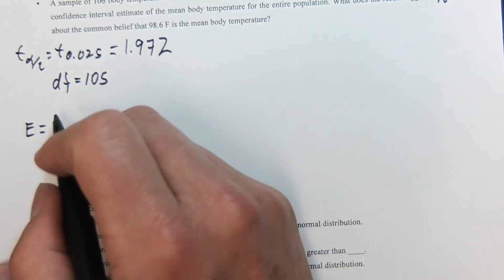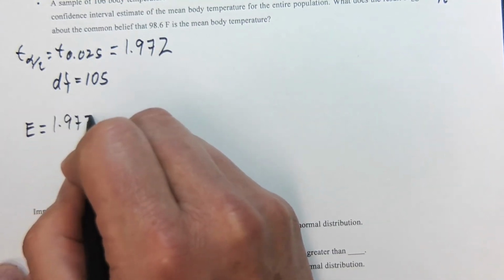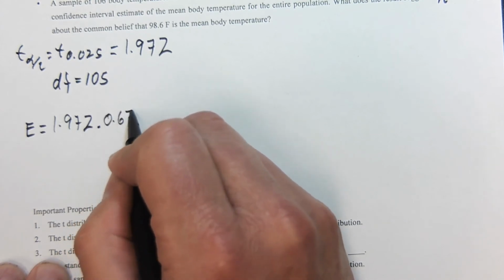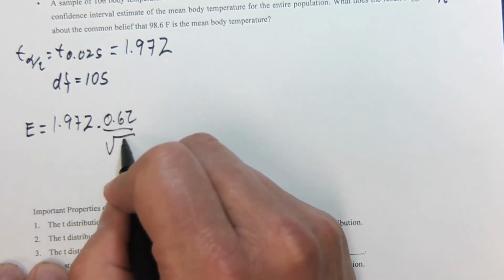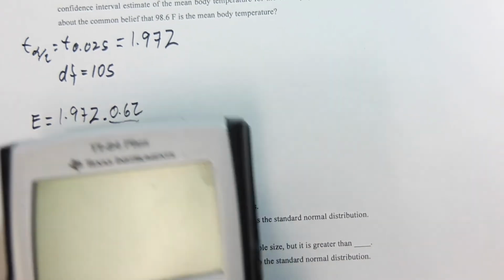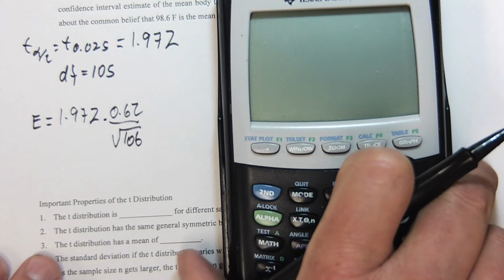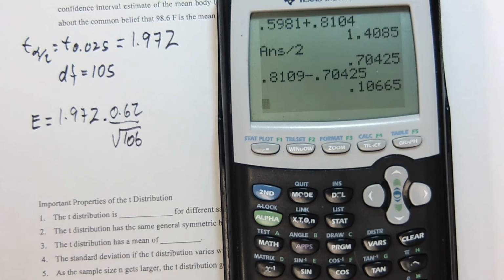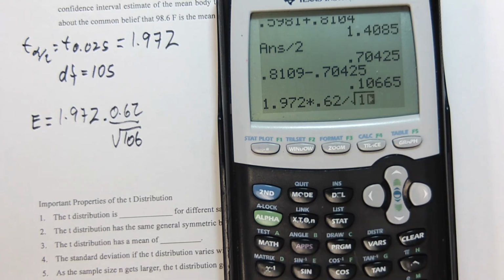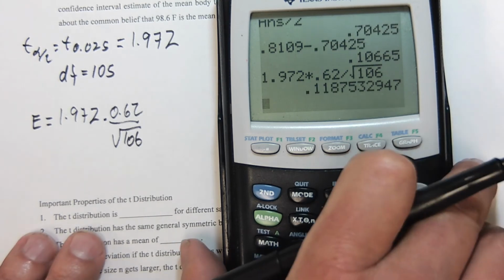So E is going to be 1.972 times the standard deviation, 0.62, divided by the square root of 106. So this is our error.